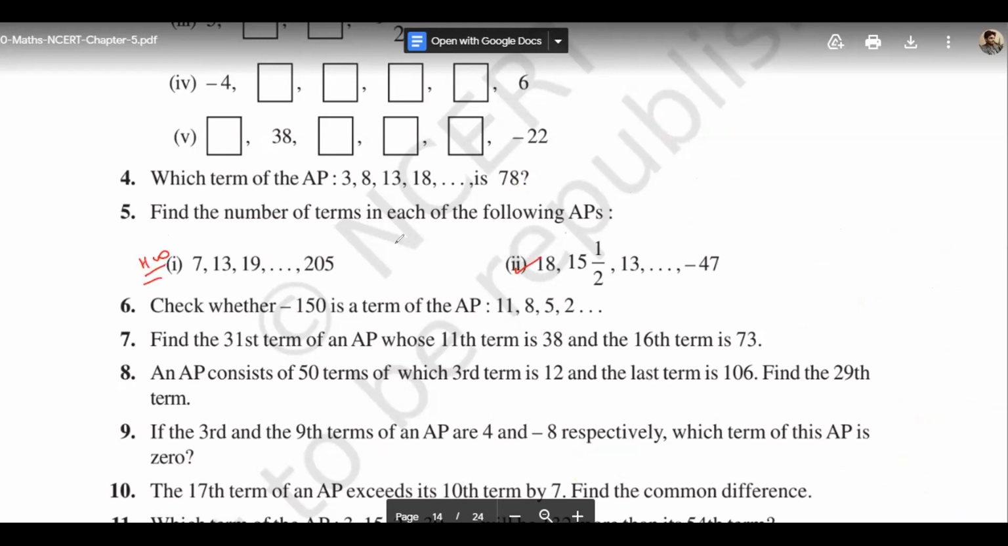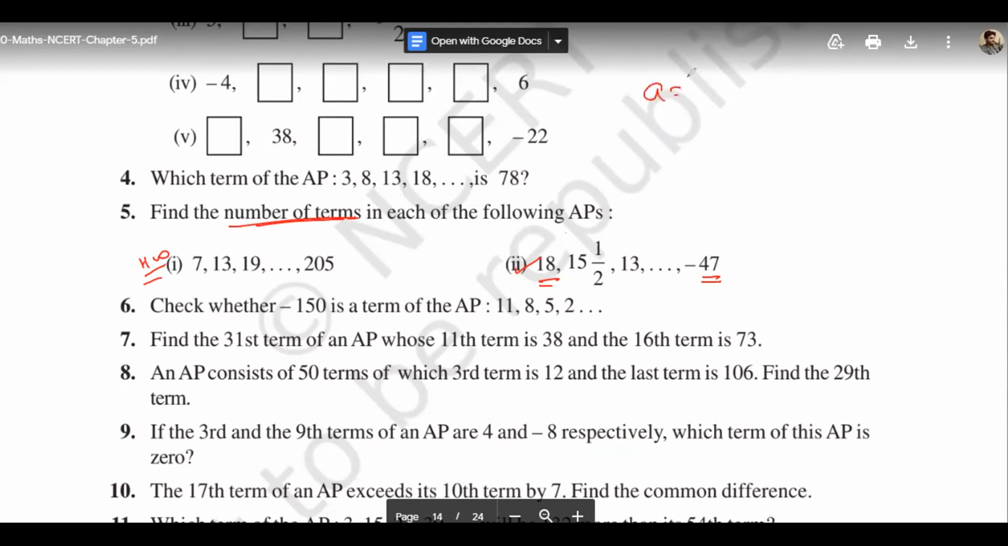Okay, so here we find the number of terms in this AP. Now it is being given that this is the last term for this AP and this is the first term, and it is being asked again the number of terms, means the value of n is being asked.